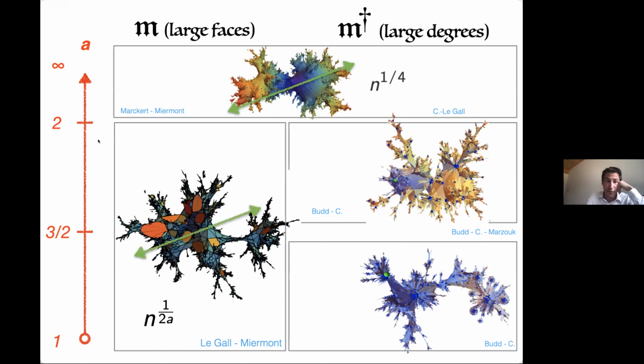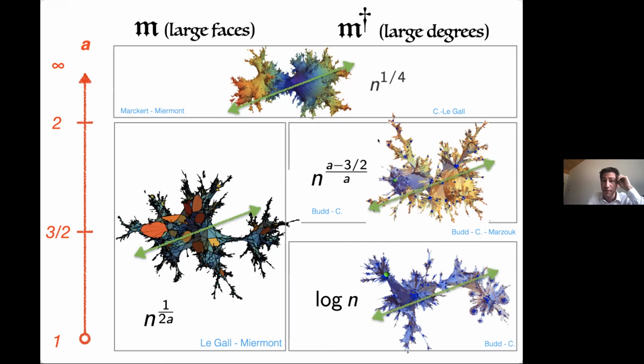Now, if you have this parameter a which is below 2, between 1 and 2, then Le Gall and Miermont proved in 2010 that at least the right order for the diameter of those objects with large faces is n to the 1/(2a). So it matches with 1/4 when a is equal to 2. Okay, but they did not prove any scaling limit result. They have a tightness result. We will come back to that, but they did not identify the limit.